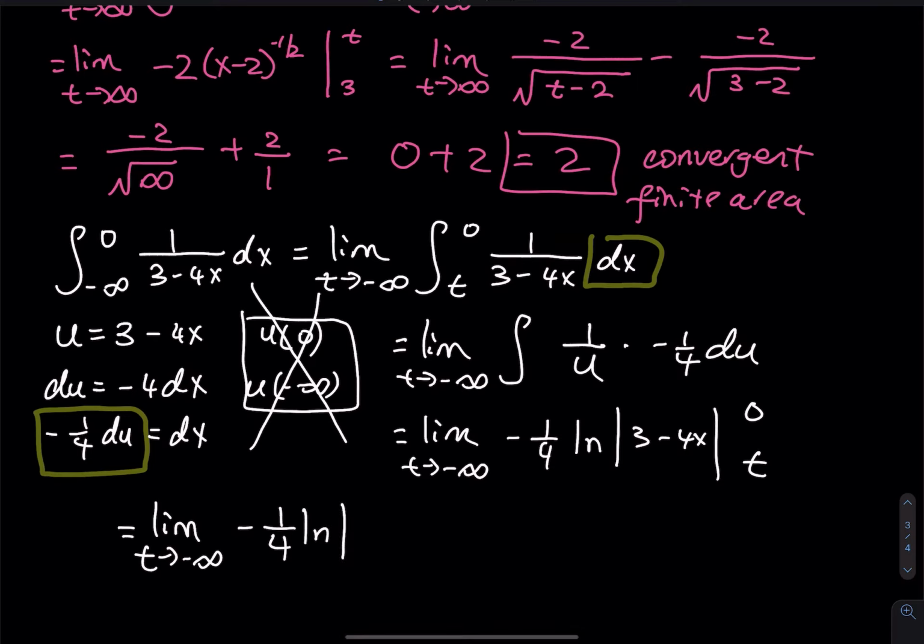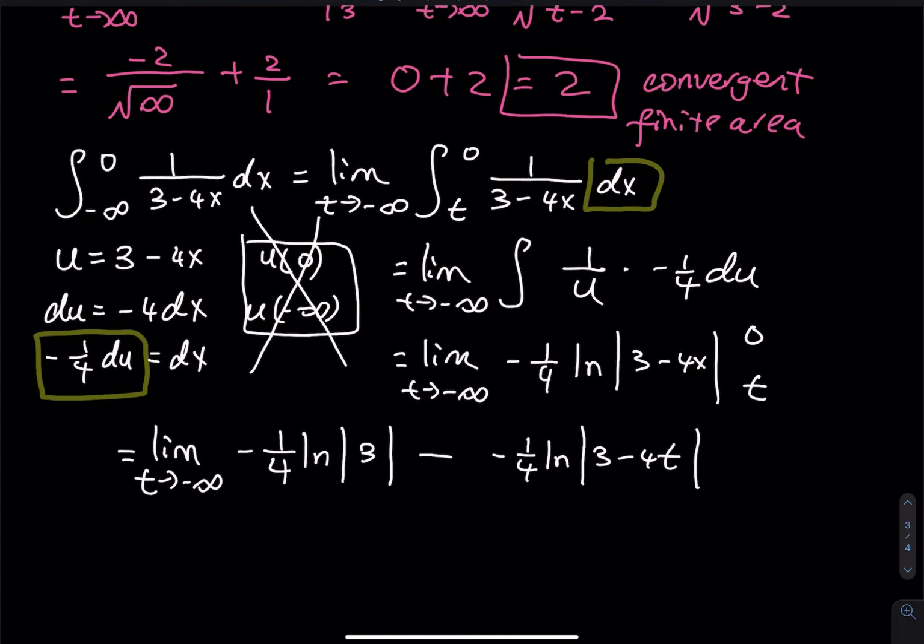Ln, so you plug in the 0, then you have a 3, and then the absolute value becomes optional. But if you keep the absolute value in there, the absolute value of 3 is just equal to 3. I won't erase that. And then minus negative 1 over 4 ln absolute value 3 minus 4t. All right, so now we have a limit. The integration is done. So we have negative 1 over 4 ln 3, do not approximate that.